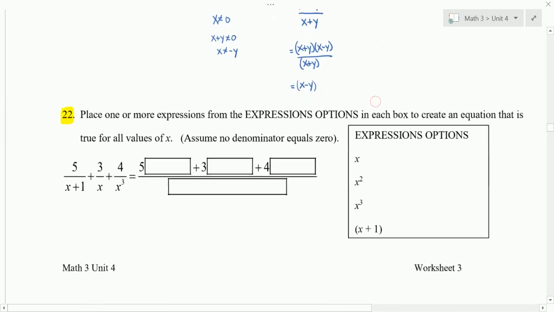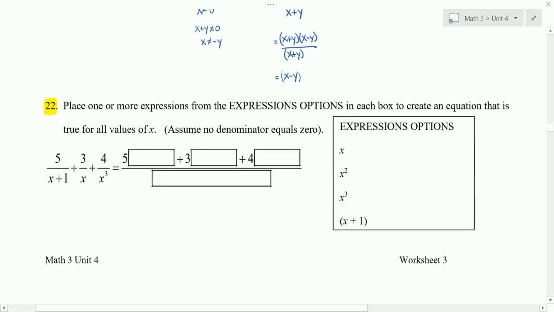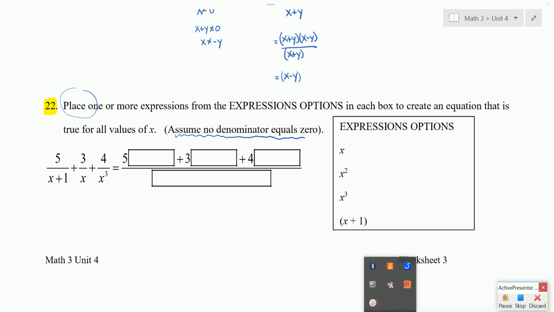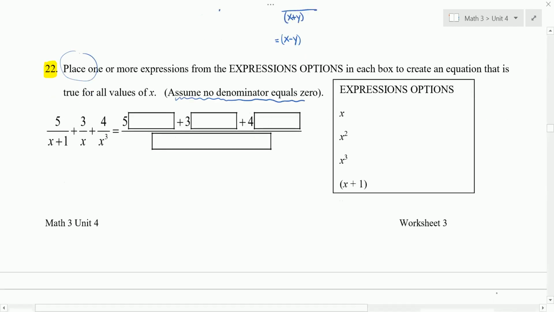Number 22, we're asked to place one or more expressions from the expression options in each box to create an equation that is true for all values of x. Assume no denominator equals 0. So by that statement there, we don't have to worry about excluding any values. So we have three fractions, different denominators. We want them to have the same denominator.